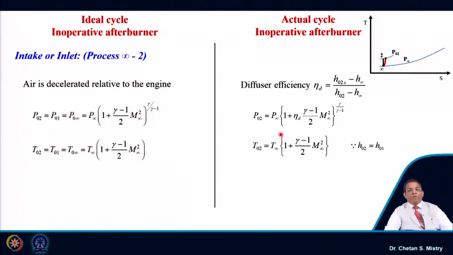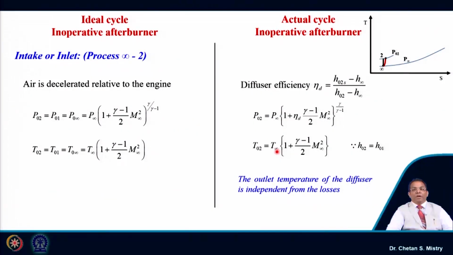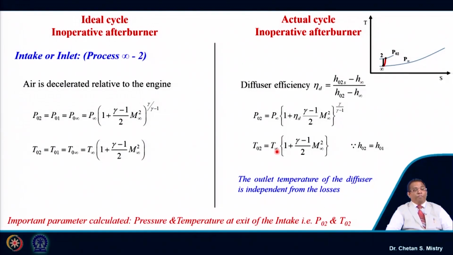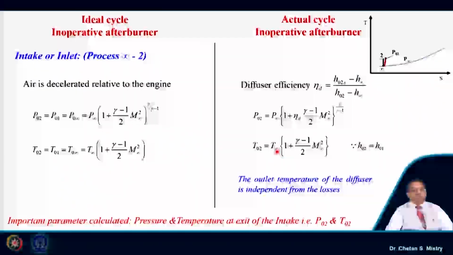At the same time, our outlet temperature is not a function of diffuser efficiency. If you recall, when I was discussing the intake, we assumed this process to be adiabatic, and that is the reason my outlet temperature of the diffuser is independent of the losses. So what is the use of this? We are able to calculate very important parameters like pressure and temperature at the exit of the intake, that is P02 and T02.